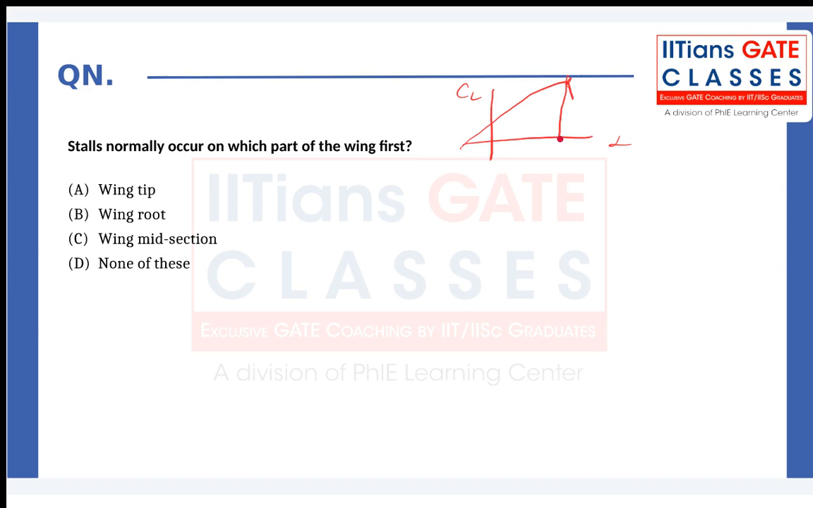Okay. So now try and answer this question. Stalls normally occur on which part of the wing first? Wing tip, wing root, wing midsection, or none of these? All right. So can you elaborate your answers? Somebody has said A. We have all three, right? A, B, C. Let's start with A. Devansh, you said A. Can you give reasoning? Just why did you come up with A? You had told effective angle of attack.